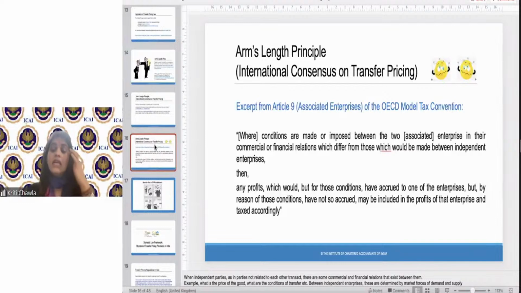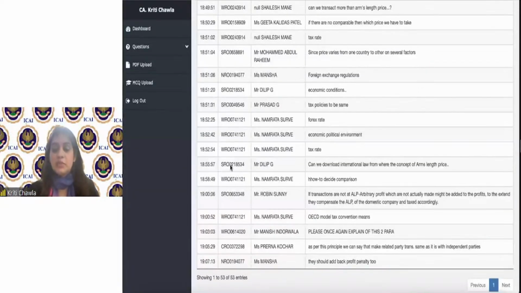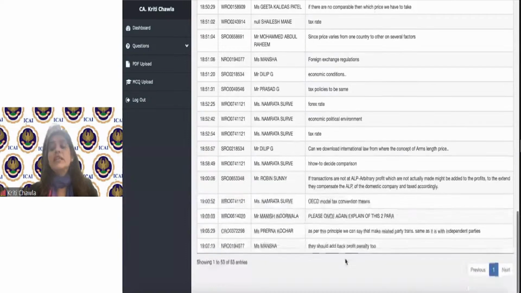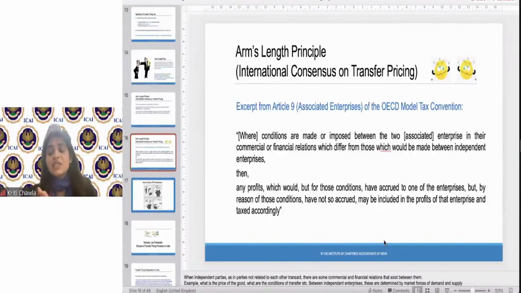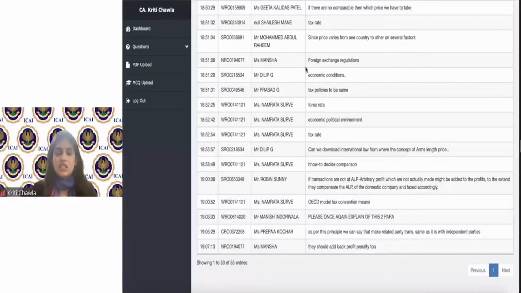They basically say that see what independent parties are doing and replicate that behavior. Do whatever independent parties are doing. And if you're not doing that, then we'll make sure that we will tax you according to independent parties. That is what the arm's length principle is trying to do. Yes, there is a penalty. Also, there is a profit penalty. Also, there is a penalty which is very, very specific to transfer pricing. We'll discuss that in the last lecture itself.